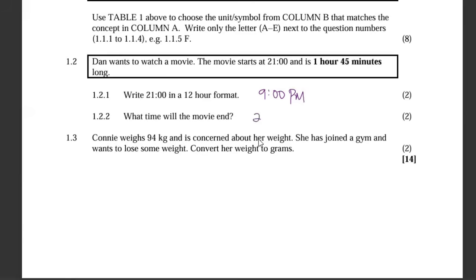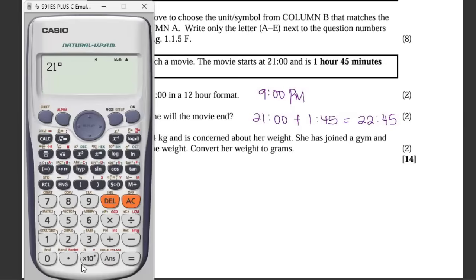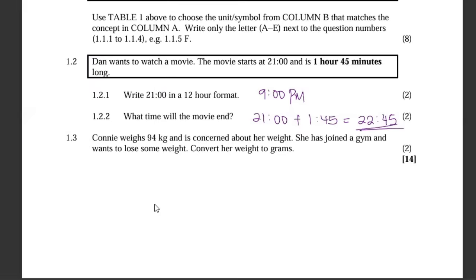What are we going to do? We shall get this plus 1 hour, 45 minutes. Approximately it will end 22 hours, 45 minutes. If you don't know how to add it, please just get your 21, press that key, 00, press that key, plus 1 hour, press that key, 45 minutes, press that key, and press equals. You see the answer that we have. It's the same as the one that we have here on the screen.